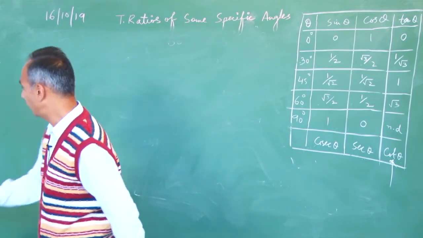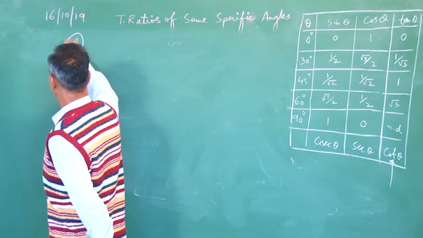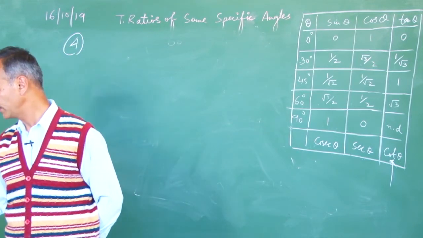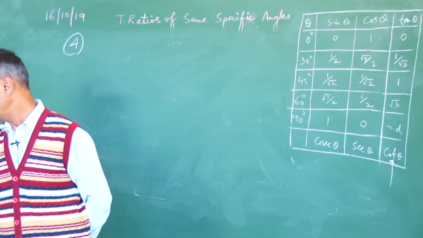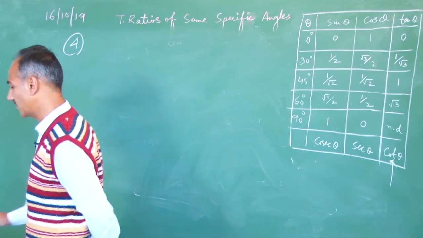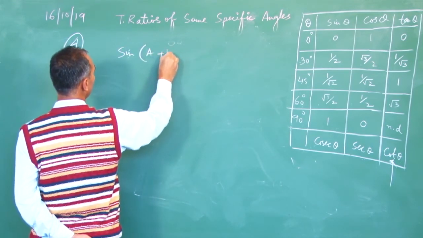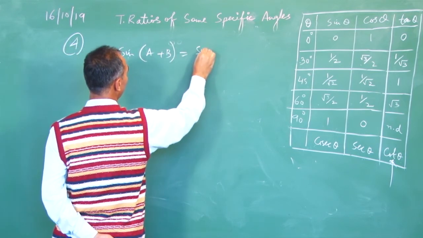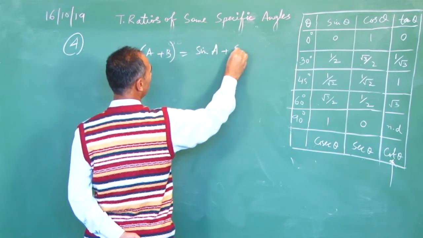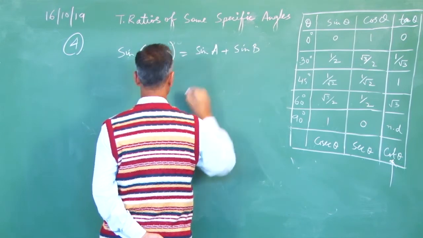This is question number 4. You have to state if it's true or false. Sine of a plus b is sine a plus sine b. First part. It says sine of a plus b is equal to sine a plus sine of b. Is it true?